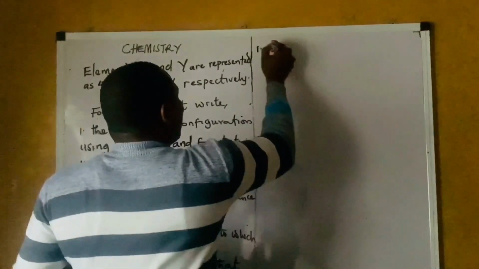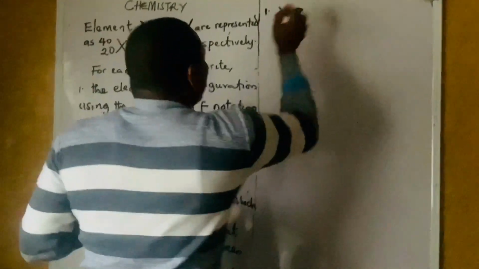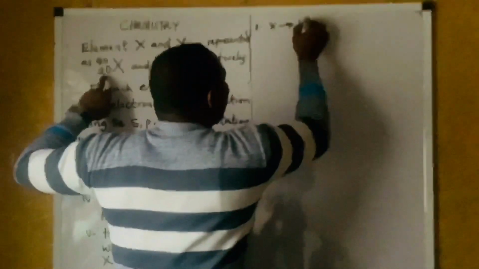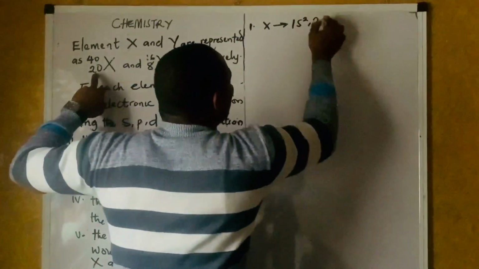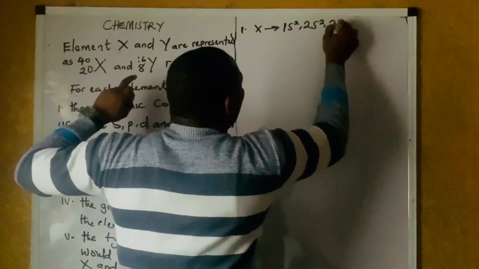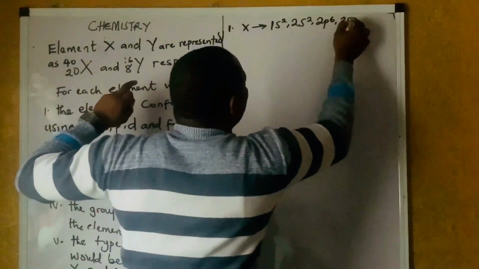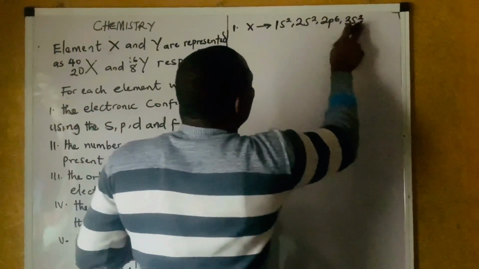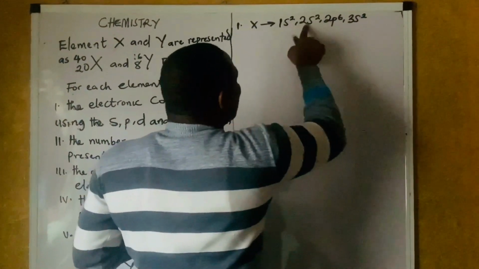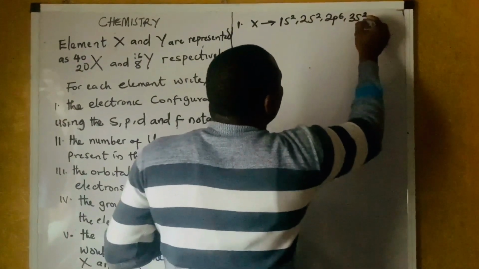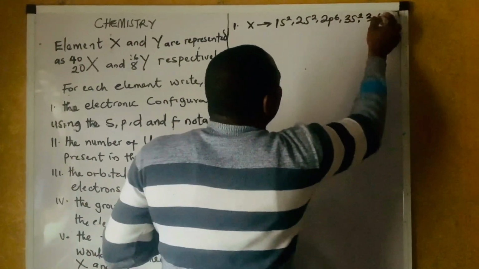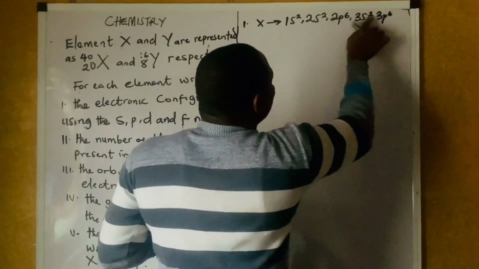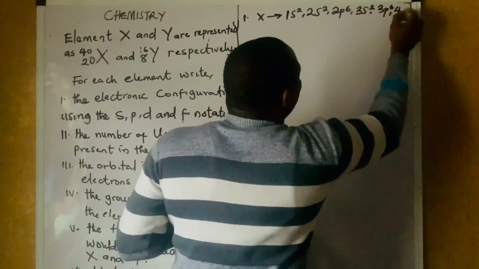So number 1, for X, I'm using those rules. So this is atomic number 20. So I will have 1s2. I will have 2s2, I will have 2p6, I will have 3s2. So let's count. 2, 4, 10, 12. Can you see that? 1s2, 2s2, 2p6, 3s2, 3p6. Let's count now. 4, 10, 12, 18. Then we can now have 4s2.